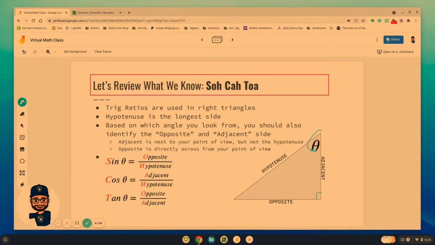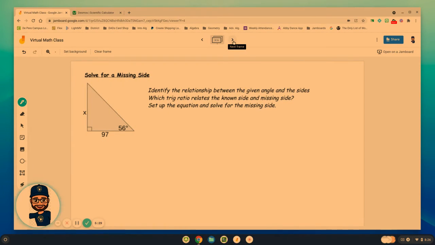If I'm standing at this angle, the one across is opposite and the one next to it is adjacent. If I were to switch, it changes my point of view, and those switch as well. But for this picture, remember then that the sine equals opposite over hypotenuse. The cosine of where we're standing is adjacent over hypotenuse, and the tangent of where we're standing is opposite over adjacent. Remember, this ties directly to SOHCAHTOA, and it's those that we have to use to help us find missing sides.